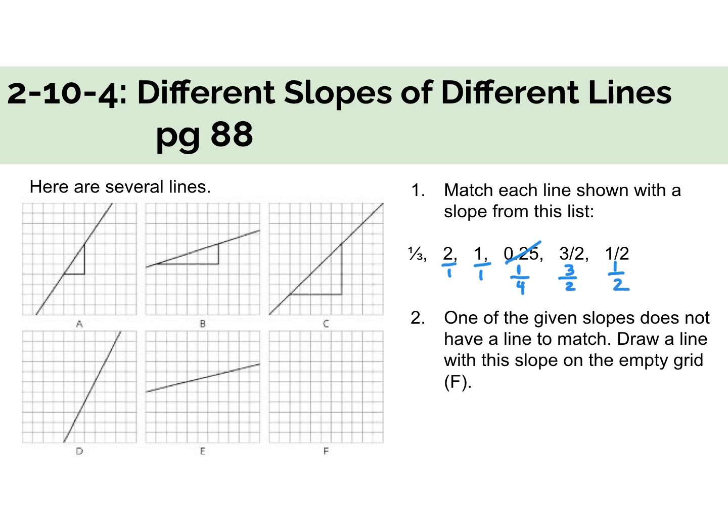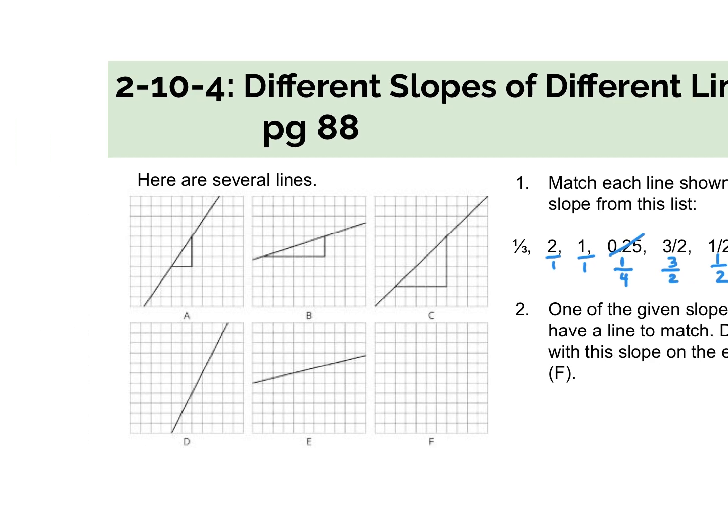And then if we read number 2, it says one of the given slopes does not have a line matched to it, then we need to go ahead and draw that. So go ahead and go through A through F, match the slopes, and then draw the last one on F.